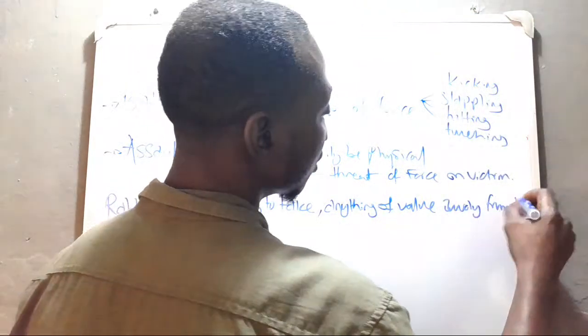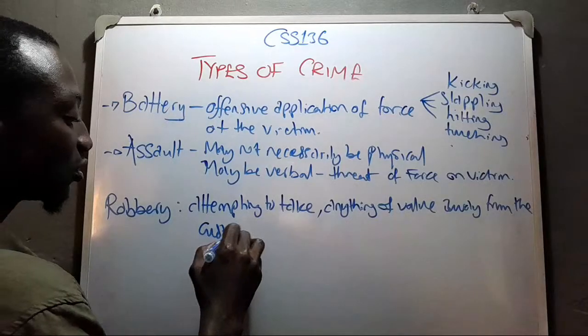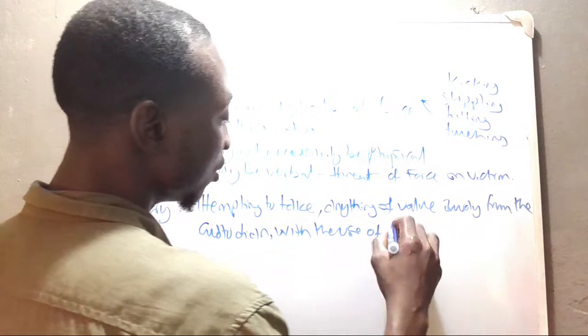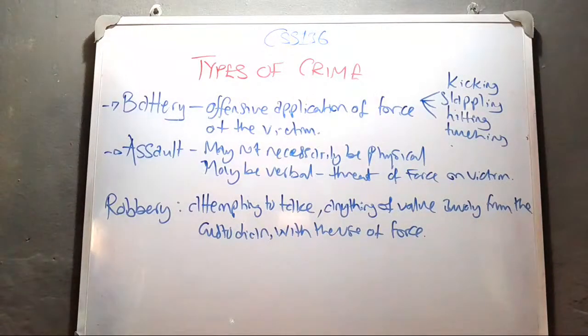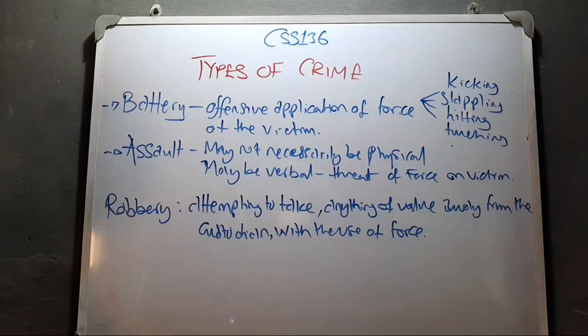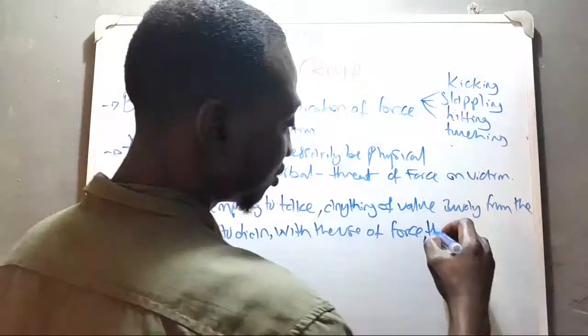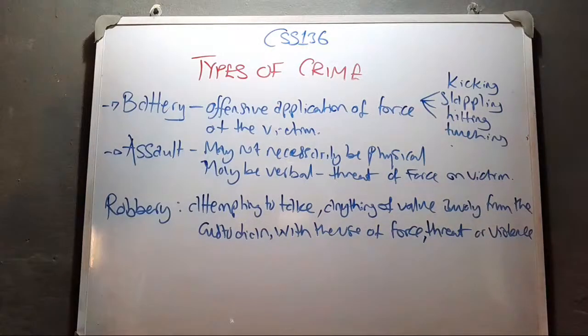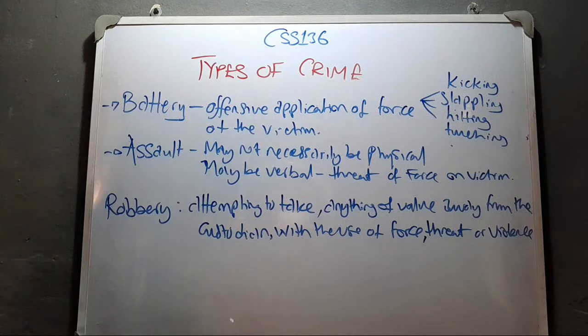Away from the custodian, with the use of force. If you want to attempt to take something away from the custodian, definitely it is force you use. Force, threat, or violence. Now we have that as that. So according to Iwami Jaja in 1991.